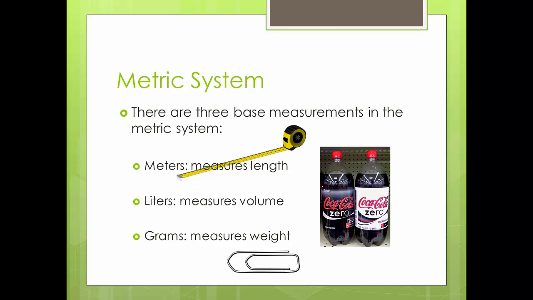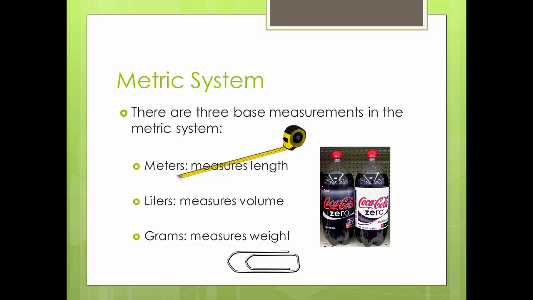In the metric system, there are 3 base measurements. The first one is meters. Meters measures length. The second is liters. Liters measures volume. One thing that's probably easy for you to remember is most of you have seen a 2-liter soda bottle. A 2-liter bottle of soda is double what 1 liter would be, so that would give you a good idea of about what a liter is. Third is grams, and grams measures weight. Now grams is a really light measurement. I have a picture of a paper clip, and a paper clip weighs approximately 1 gram. So if you pick up a paper clip, you can see how light 1 gram actually is.